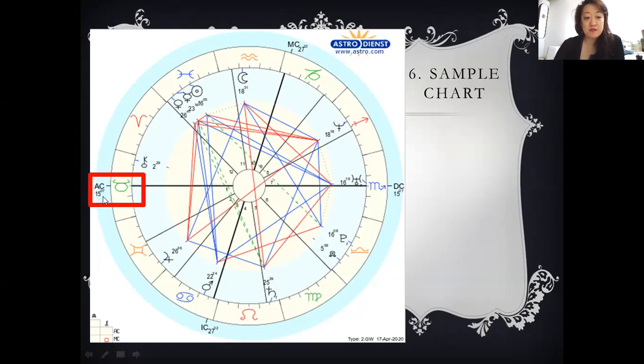And 15 degrees is a Gemini degree. So this person is very likely going to check their phone, their cell phone. They're probably going to check their messages first thing in the morning.